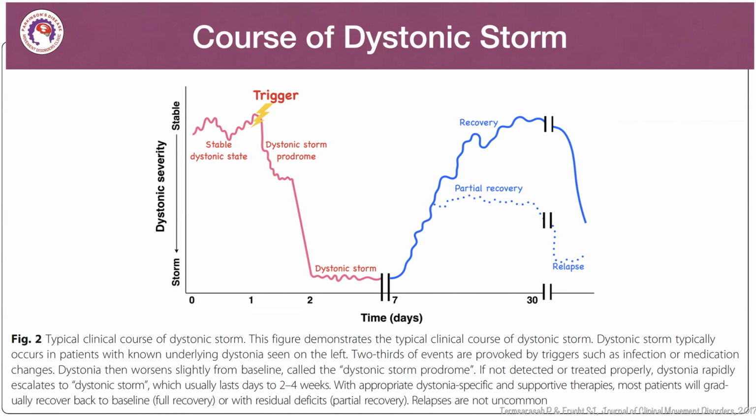Whenever there is a trigger, there is a prodromal phase where the patient's dystonia starts worsening. The best is to pick it up here and treat it. If you miss the dystonic storm prodrome, there is a sudden dip leading to a dystonic storm, which progresses over a week, before recovery starts happening. Based upon the underlying cause and treatment, recovery can span 4 to 6 weeks, leading to complete or partial recovery, and later down the line a relapse can still happen.